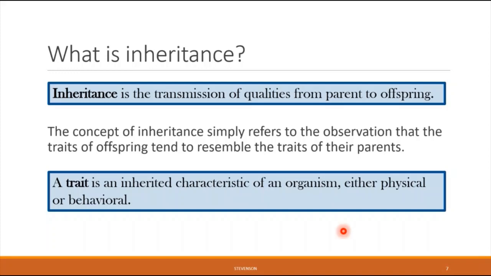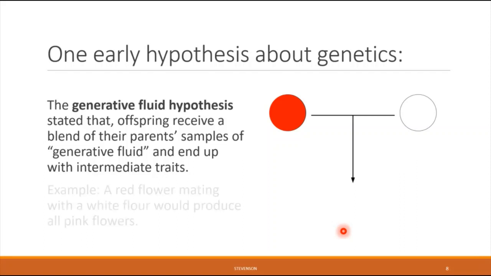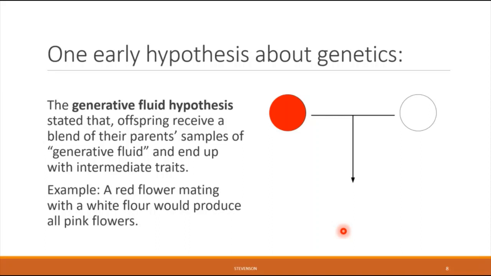One early hypothesis about how the process worked was called the generative fluid hypothesis, and this stated that when two parents mate, they end up blending samples of generative fluid, and when those samples of fluid mix together, they produce offspring that have some sort of an intermediate trait that's somewhere in between the trait of the two parents. So, for example, what this would look like is if a red flower mates with a white flower, then their generative fluids would mix together and produce something that is a blend of the two, which would be pink flowers for their offspring.